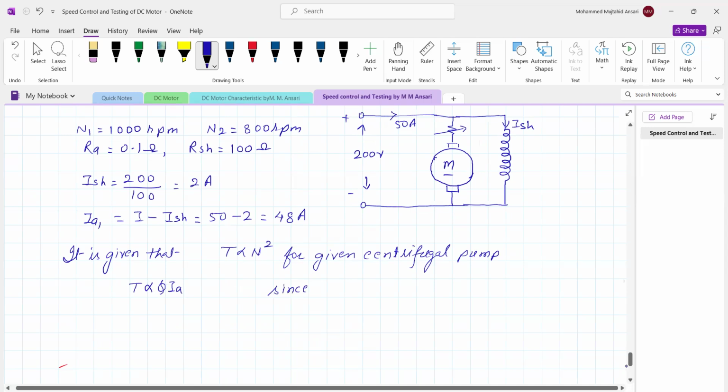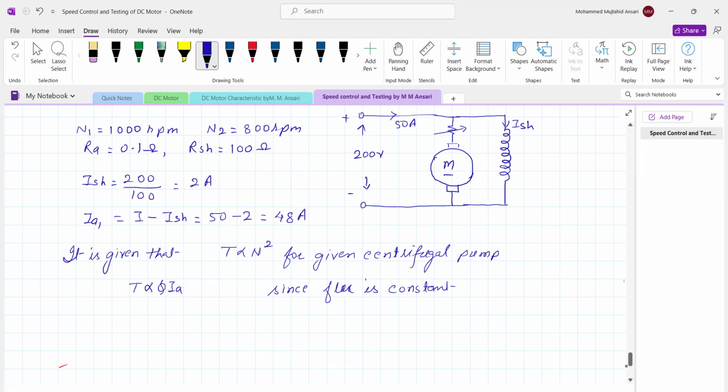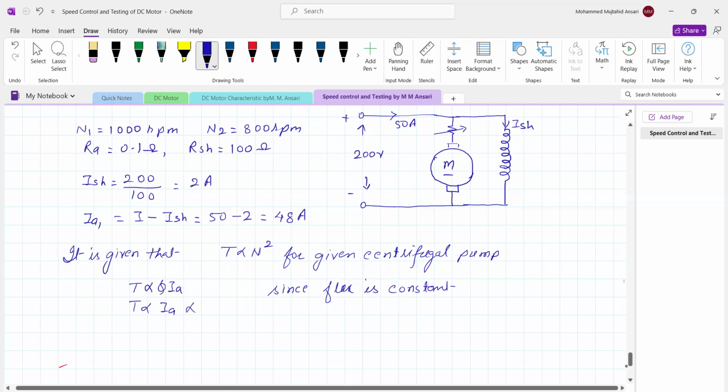Since flux is constant. Why is it constant? Because there is no external resistance inserted in series with the shunt field winding. So the shunt field current remains constant and torque is directly proportional to armature current, and as per the given, it is directly proportional to the square of speed, isn't it? So from this we can obtain the current in the second case.